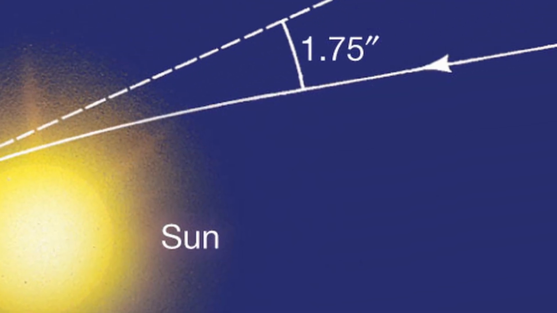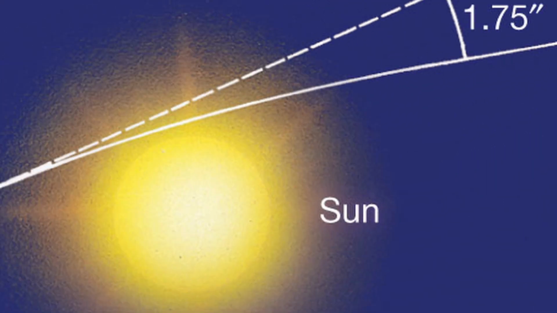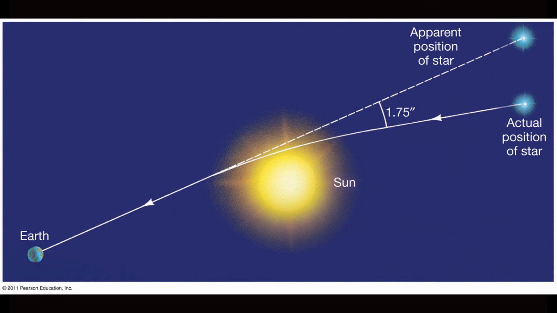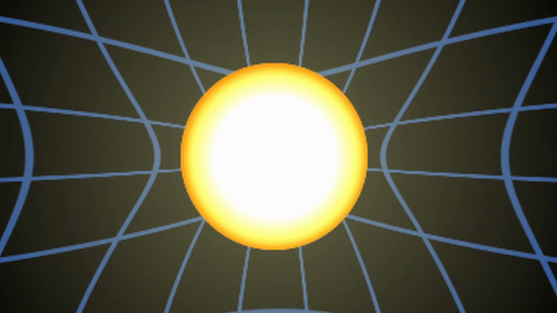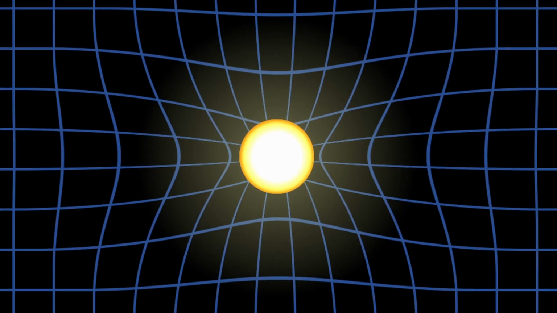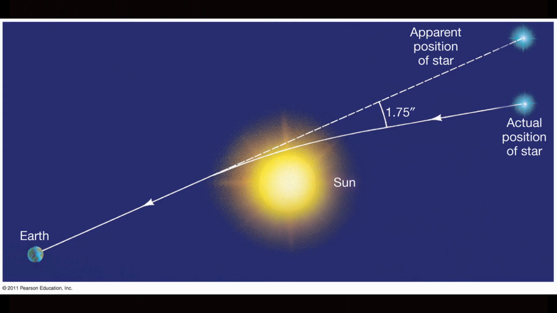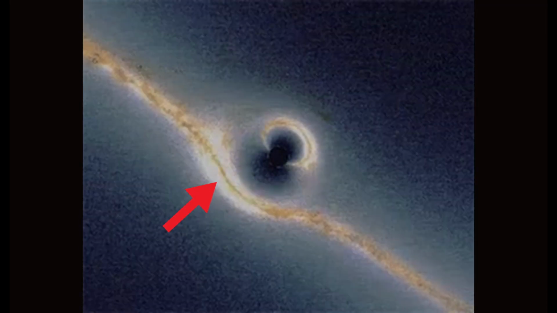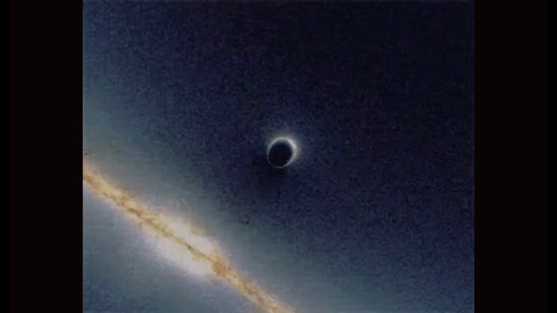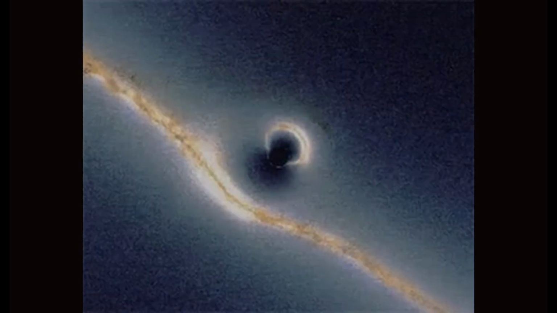Let's say a star is behind the sun from where we are observing on Earth. This star should be partially visible or not visible at all to us. But due to the sun's gravitational field bending space-time, we observe the star in a totally different location. Let's take a case of a black hole here. As the black hole passes the galaxy behind it, it warps the light coming from the galaxy.